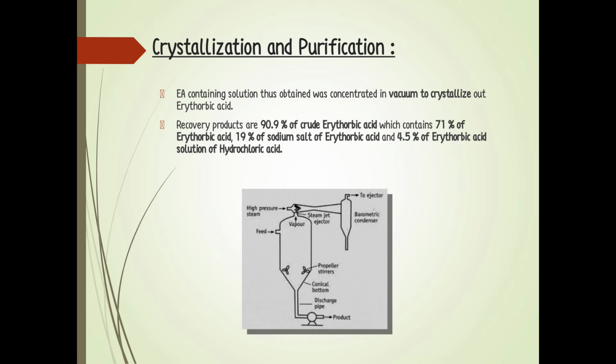So vacuum is one of the best methods to crystallize, or take out the product of interest, especially if you're dealing with substances which are actually a mixture and have different vapor pressures. All right, so here the recovery products are 90.9% of crude erythorbic acid, which you have seen earlier, which contains 71% of erythorbic acid, 19% of sodium salt of erythorbic acid, and 4.5% of erythorbic acid solution of the hydrochloric acid. So from this you can understand that from 100% we are getting 90% of the crude item, and from the crude item it's actually 71% which is purified.